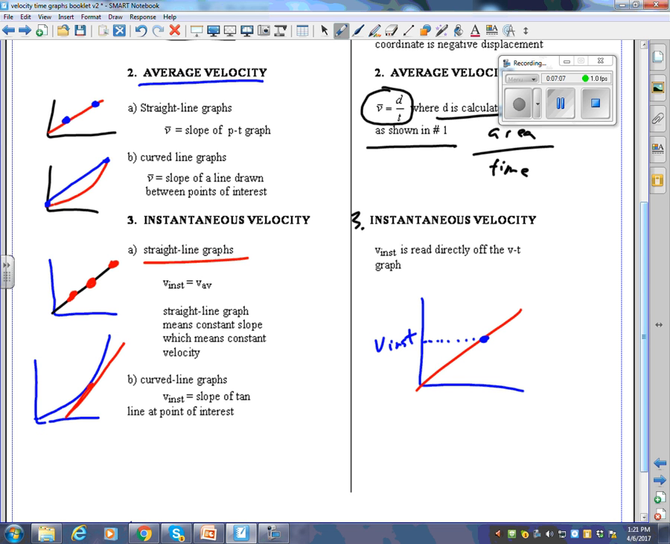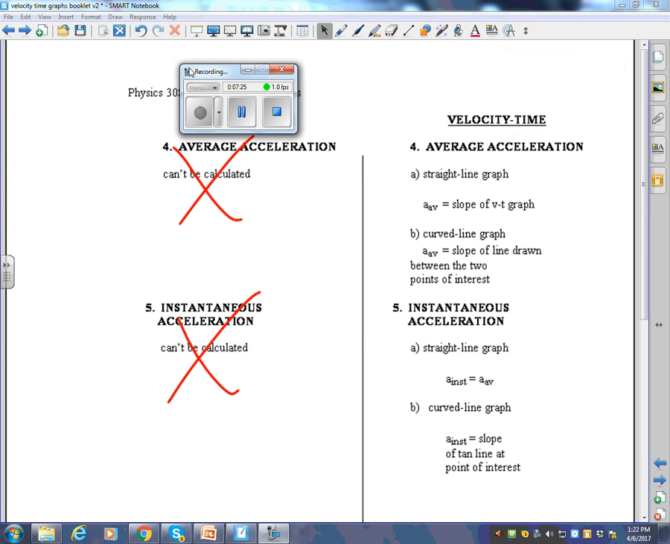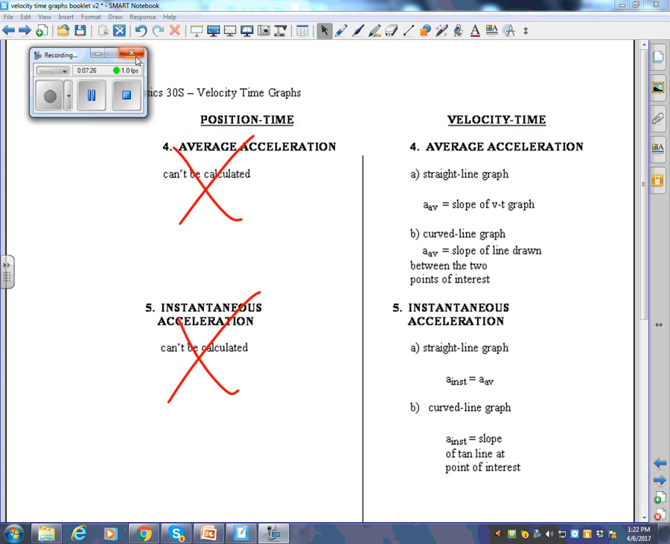You just read it. And finally, never mind, there's 2 more. If you have a velocity time graph and you're asked to find average acceleration, and it's a straight line graph, you just take the slope.